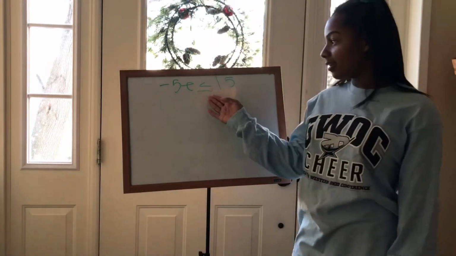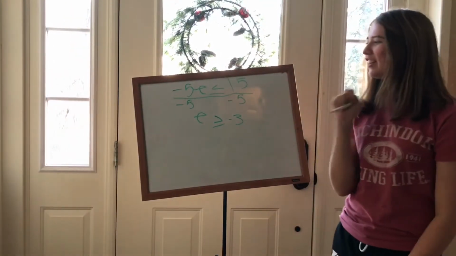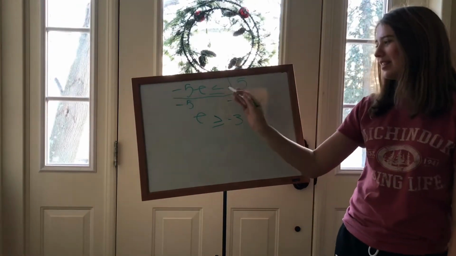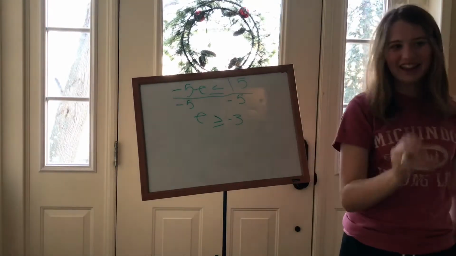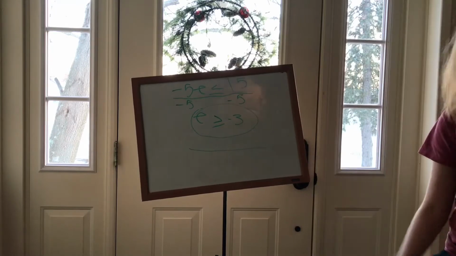Now remember, when dividing by a negative, you have to flip your sign. So this will flip. We did switch the sign, as you can see. That was less than, now it's e greater than or equal to negative 3. So this is your answer.